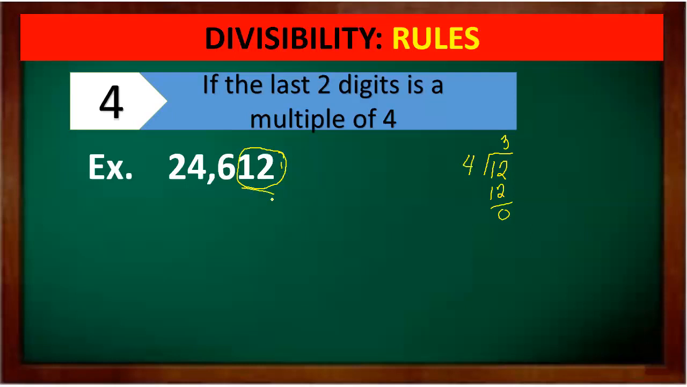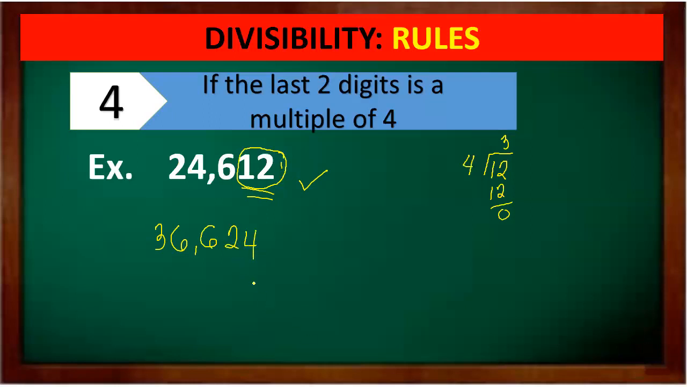Ang last 2 digit natin. Therefore, 24,612 is divisible by 4. Okay? So, for example, meron tayong number 36,624.